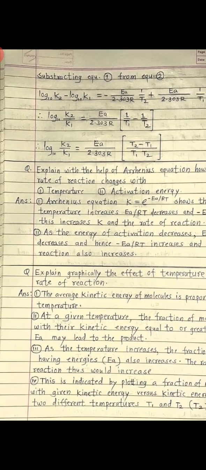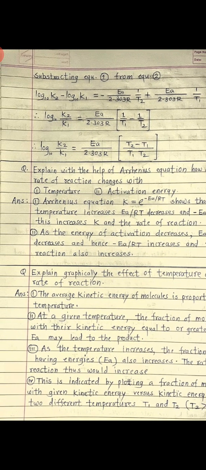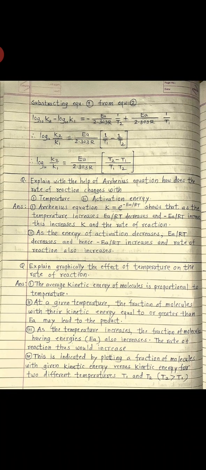So the Arrhenius equation K is equal to A e raised to minus EA upon RT shows that as temperature increases, EA upon RT decreases. After increasing the temperature, which value decreases? The ratio of EA upon RT decreases and minus EA upon RT increases. This increases K and the rate of reaction. The rate of reaction also increases and K also increases.